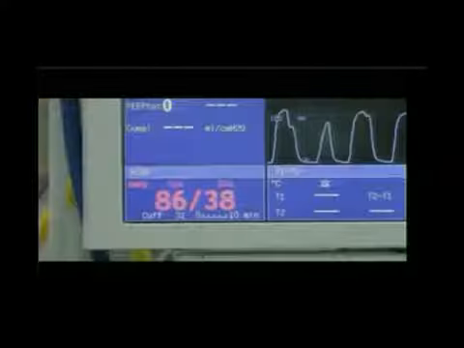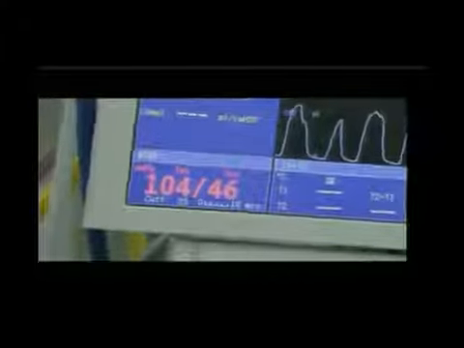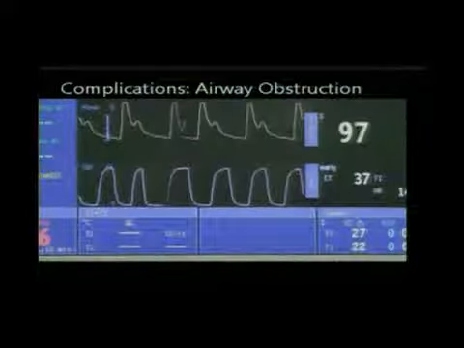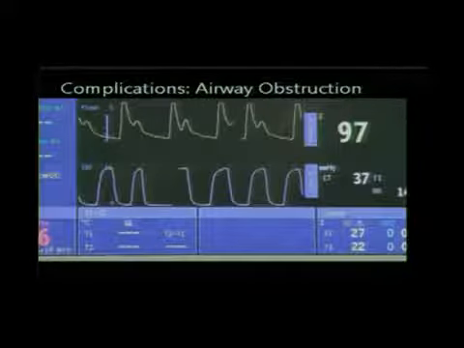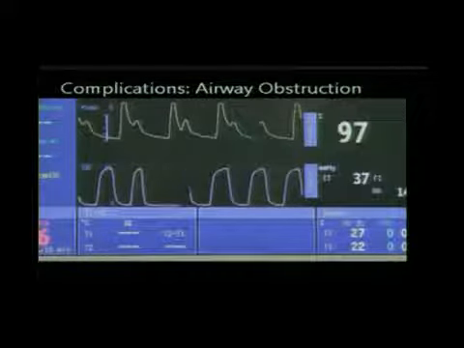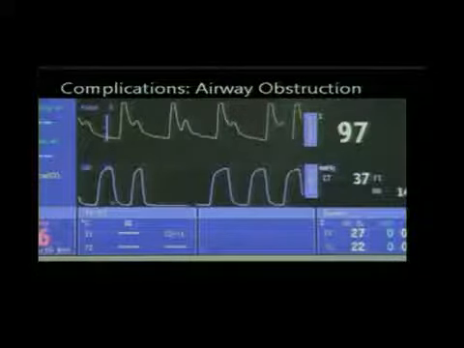Please also notice that this drug was immediately available, and with that, the blood pressure comes back up to 104. Now, stop, let's go a little bit further, and stop here. This is the carbon dioxide.